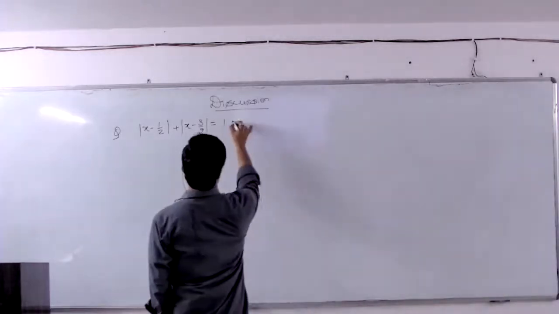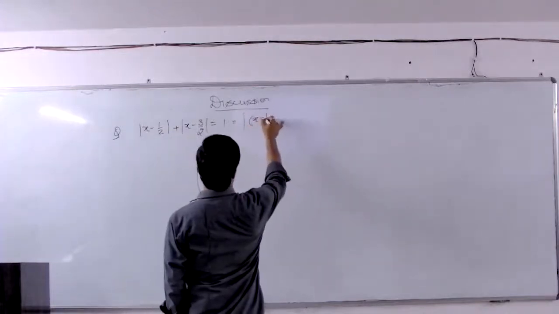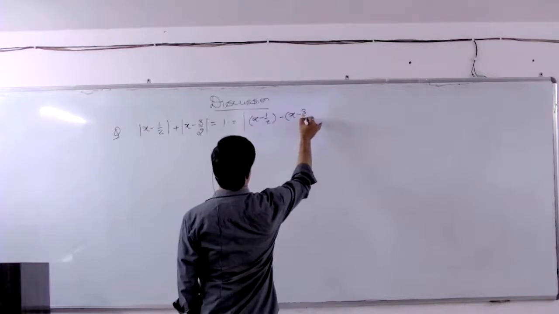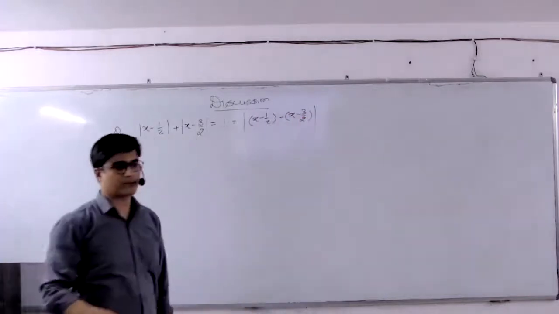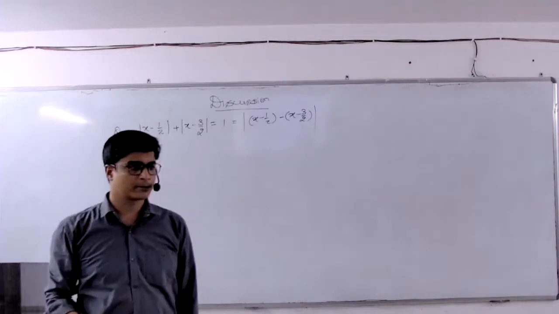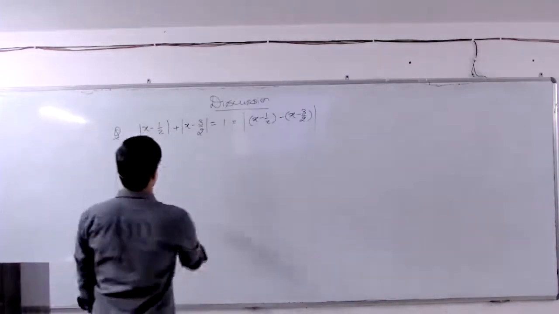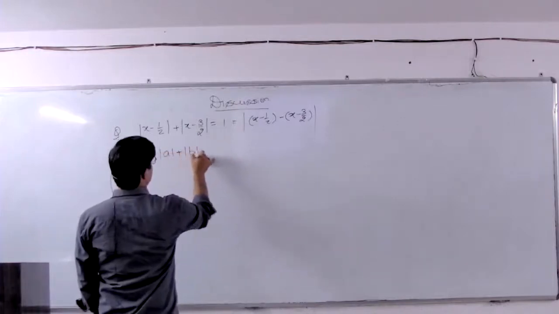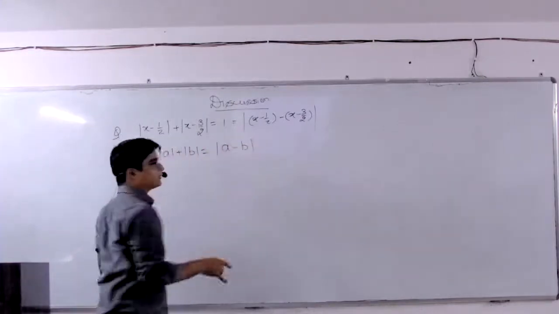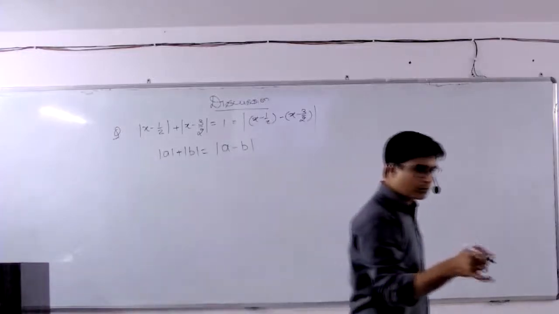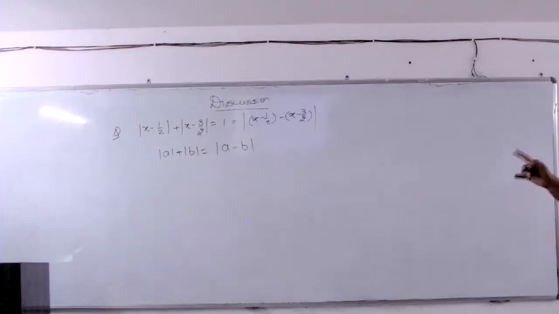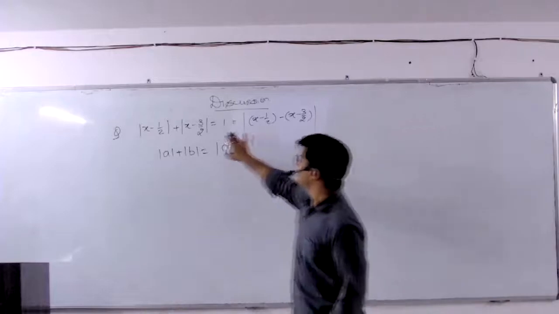Can I write 1 equals to mod of x minus 1 by 2 minus x minus 3 by 2? Yes or no? It is basically what? Mod A plus mod B equals to mod of A minus B. Do we have this property? Normally, mod of A plus mod of B is always greater than equals to mod of A minus B. But if equality holds, then A and B must be of opposite sign. Yes or no? And here it is equality.